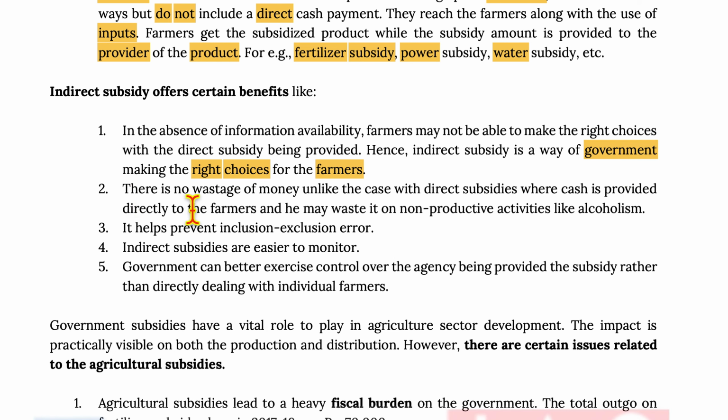There is no wastage of money, unlike direct subsidies where cash is provided directly to the farmers and he may waste it on non-productive activities like alcoholism. It prevents inclusion exclusion error. Now, indirect subsidies are easier to monitor. Government can better exercise control over agency being provided the subsidy rather than directly dealing with the individual farmers.